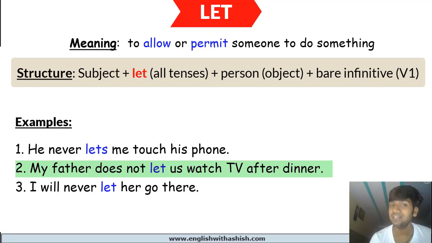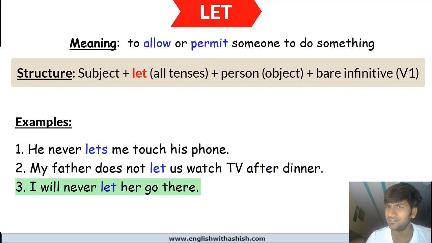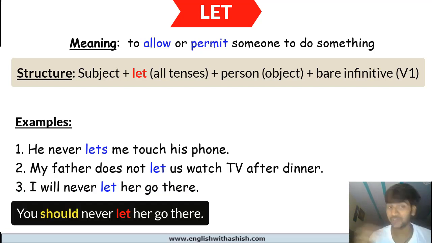Another example. I will never let her go there. I will never allow her to do something, go there. I will never let her, let a person. I will never let you, I will never let Shruti do something, go there. I can use a modal auxiliary verb here as well. You should never let her eat this, or you should never let her talk to them or go there.